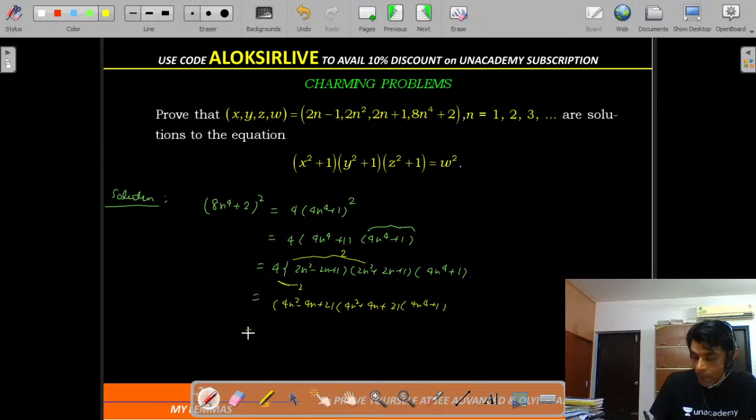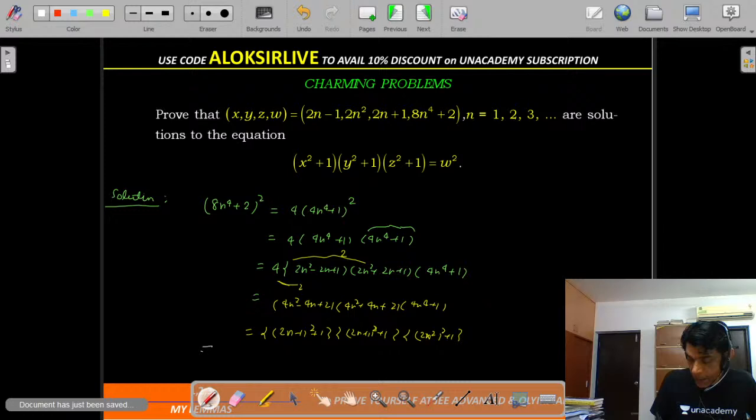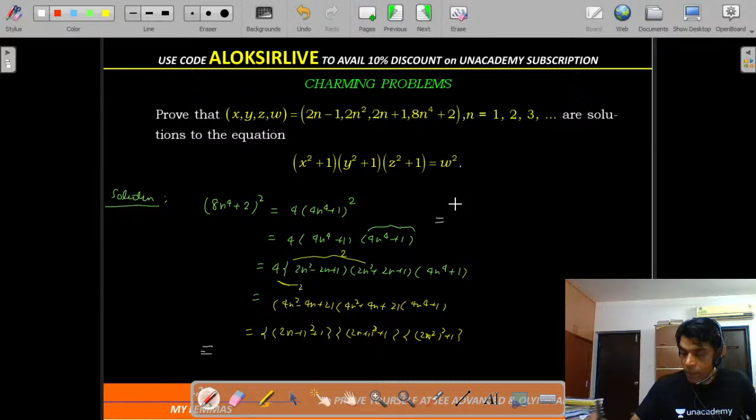Now we are in good shape. This happens to be a perfect square plus something, right? So this is (2n minus 1) whole squared plus 1. Good, we love it. (2n plus 1) whole squared plus 1, that's also all right. And this I can write as (2n squared) squared plus 1. So if I write in order, I can rewrite this as (2n minus 1) whole squared plus 1, times (2n squared) squared plus 1, and times (2n plus 1) squared plus 1.